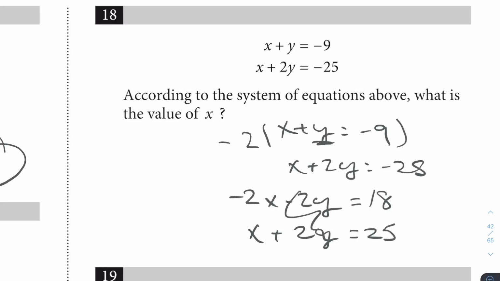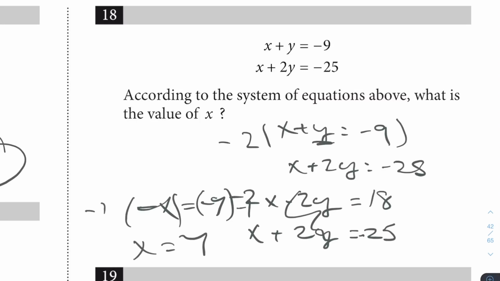Negative 2x plus x is negative x, and then you take the negative 25 and add 18. So negative 25 plus 18 equals negative 7. To make x positive, you can just multiply each one by negative 1, and you'll get x equals 7. And that's our answer for that one.